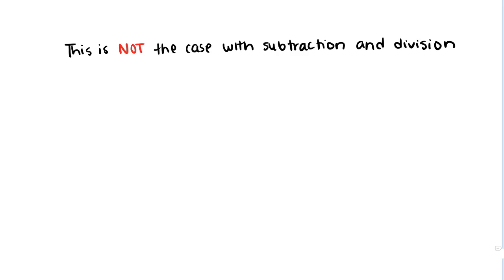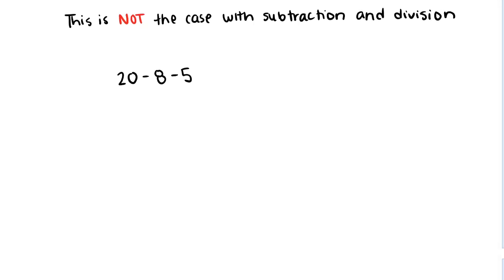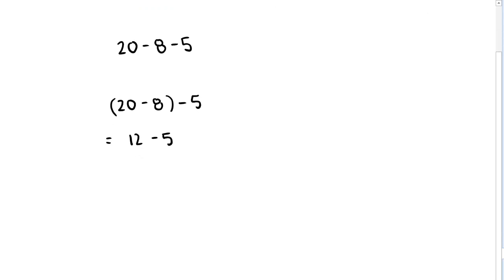This is actually not the case with subtraction and division. If I take this expression, let's say 20 minus 8 minus 5, the order in which I perform the subtractions actually matters. One way I can imagine performing the subtraction that seems reasonable is to perform the first subtraction. I can say, take 20 minus 8 and then subtract 5 afterwards. Well, 20 minus 8 gives us 12. And then we still have this subtraction by 5. And then 12 minus 5 is 7.